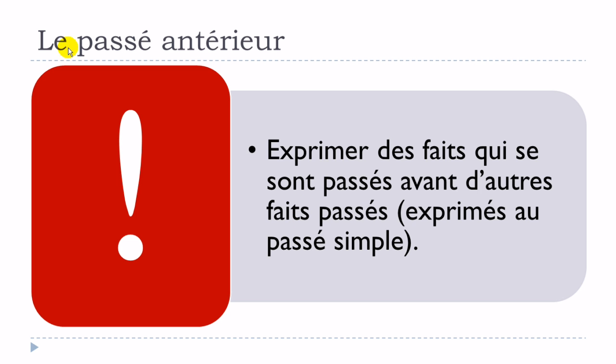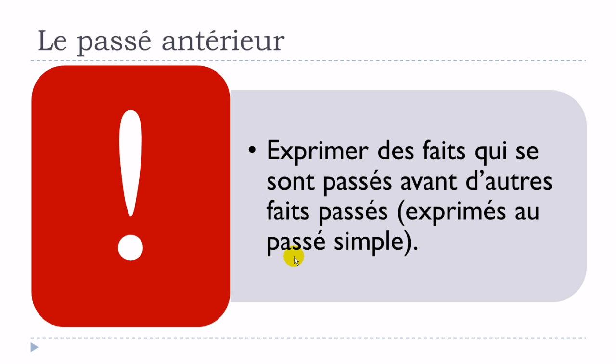And well, the important thing when we talk about le passé antérieur is that we will use that pour exprimer des faits qui se sont passés avant d'autres faits passés. And then they should be exprimés au passé simple. So clearly, what does it mean? It means that this passé antérieur form is the past in the past. Okay, so when you want to express something that happened before another event that happened in the past, then in that case you should use le passé antérieur, but keep in mind that it works in connection to le passé simple.